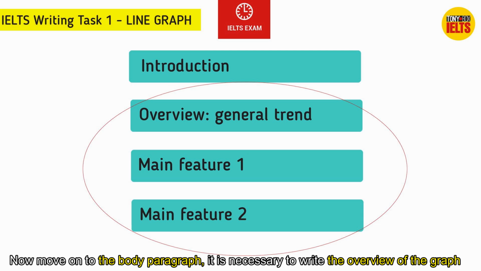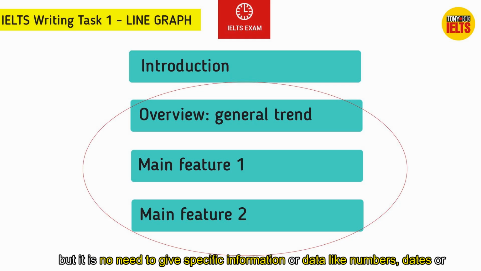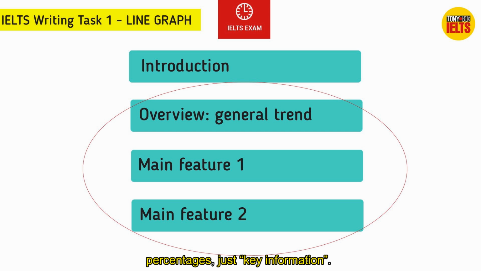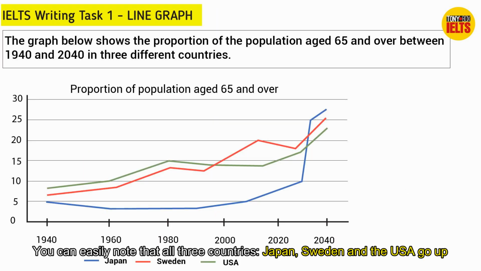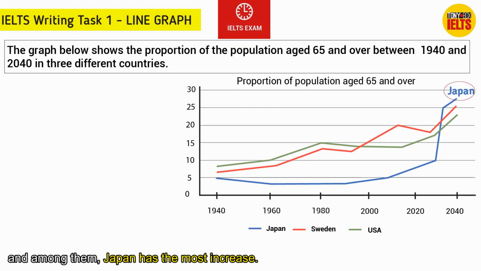Now move on to the body paragraph. It is necessary to write the overview of the graph, which consists of the general trend of movement of the lines. But there is no need to give specific information or data like numbers, dates, or percentages, just key information. So look back at the line graph. You can easily notice that all 3 countries, Japan, Sweden, and the USA, go up from 1940 to 2040, and among them, Japan has the most increase.